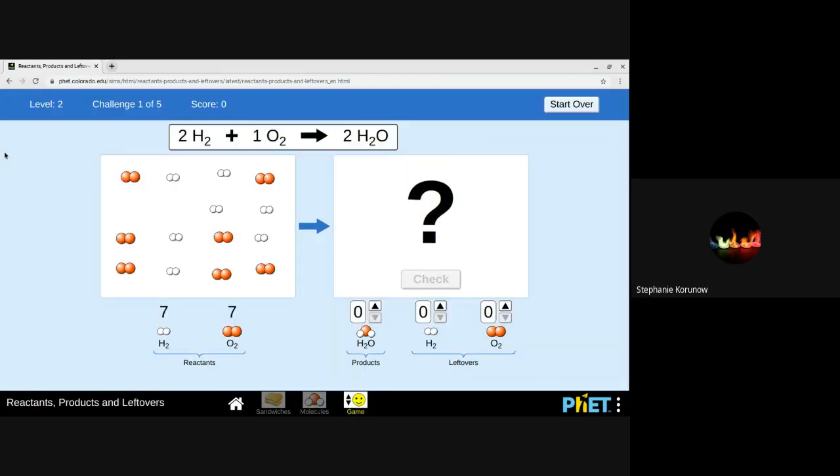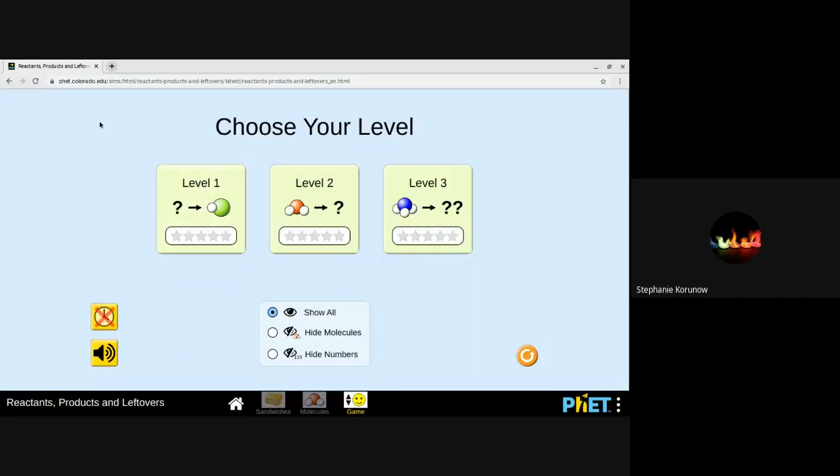That was at the previous screen. If I try to go back, oh wait, let me try home. No, it doesn't want to start over. There we go. So take a screenshot of this screen when you finish so I can see how you did on all the levels. Thank you so much.